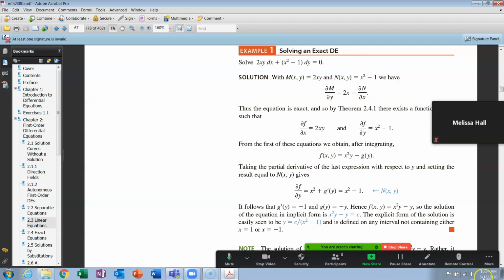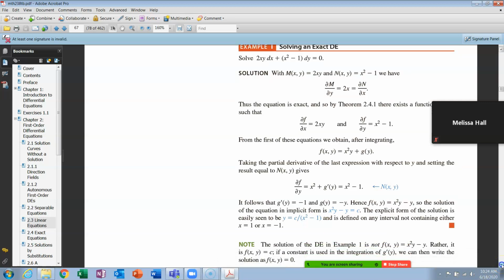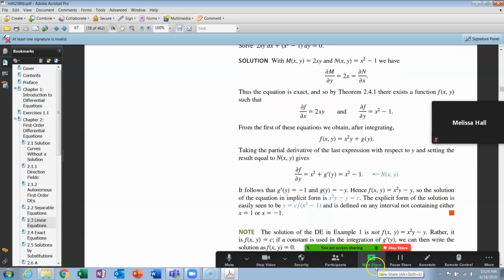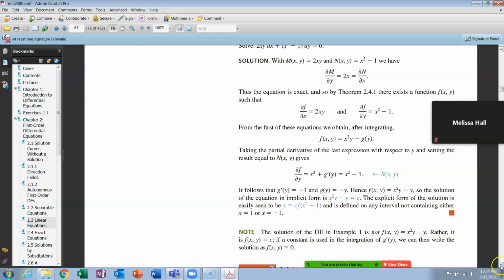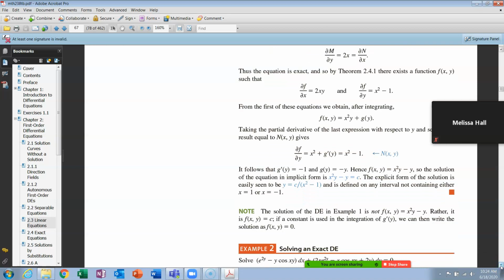Now, let's see what the notes say. Go back here. Yeah, that's what we got. All right, note, the solution to the differential equation is not this thing. Even though you work so hard to get it, that's not your solution. Rather, it's whatever you found this thing to be, equal to a constant. That's your solution, okay? And don't write it as f of x y equals c. Write it as x squared y minus y equals c.